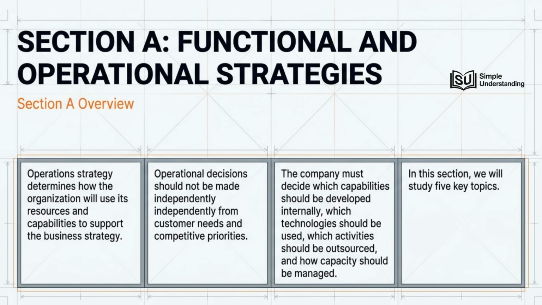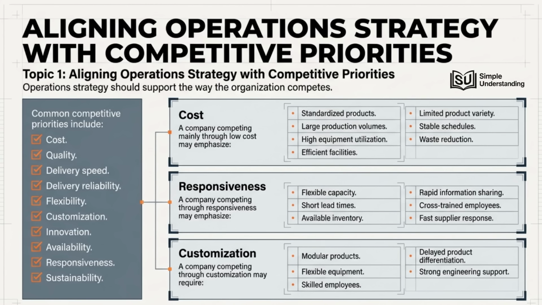The company must decide which capabilities should be developed internally, which technologies should be used, which activities should be outsourced, and how capacity should be managed. In this section, we will study 5 key topics. Topic 1. Aligning operations strategy with competitive priorities.